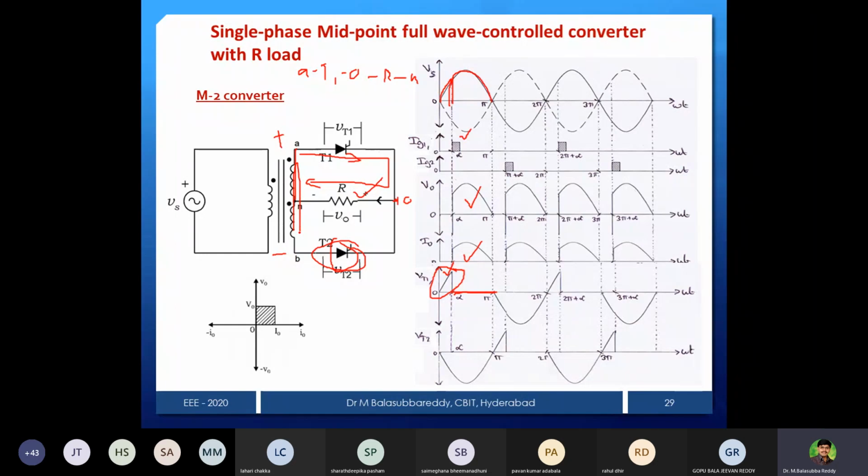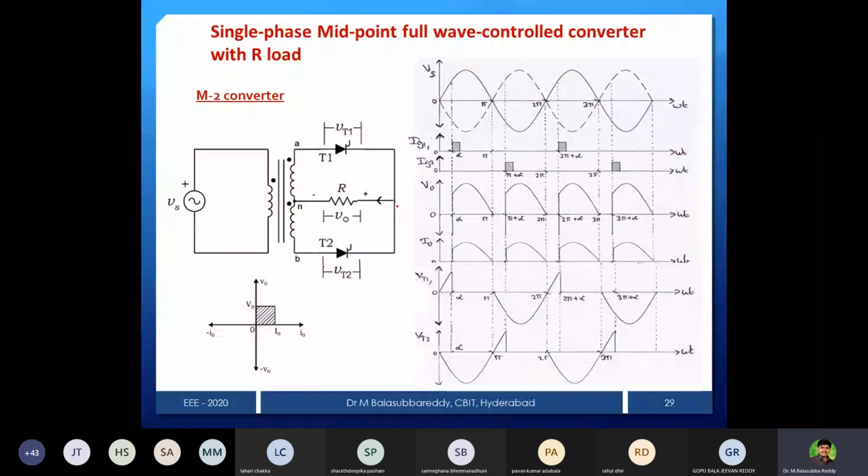So that is the reason we can see that you can make it the same as the source, but the polarities are reversed, no? This side is minus, so you are getting a minus. So this is the case of VT2. Now the first portion is over, so the positive half cycle is over.